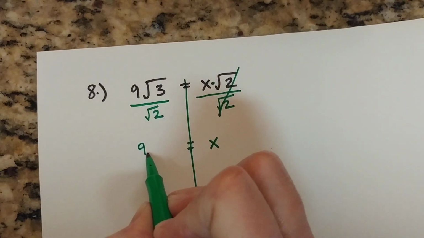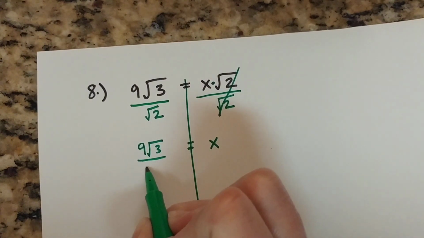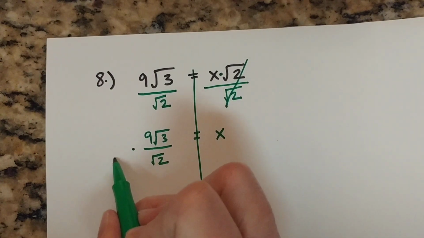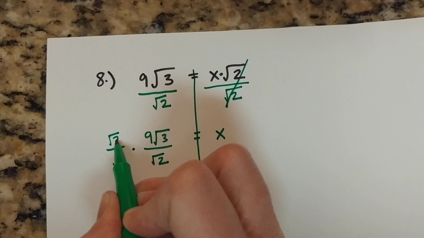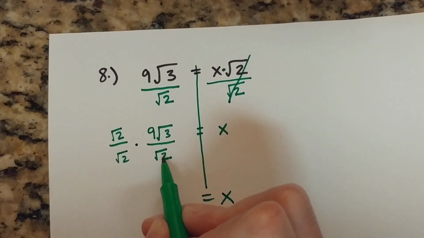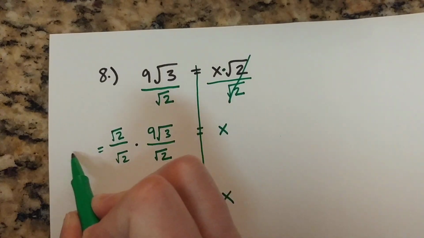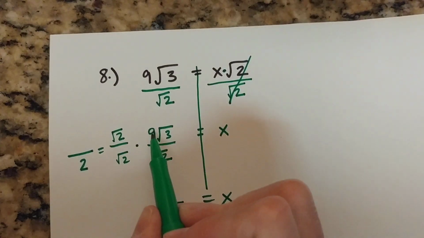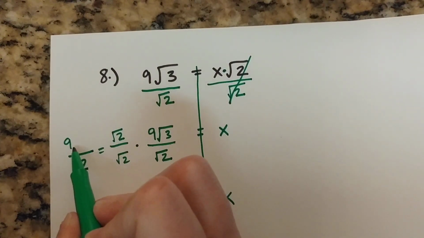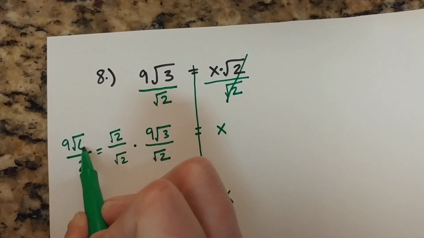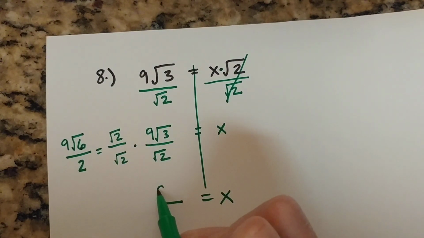So with this one, since I have a little bit more room, I'm just going to bring it down. Okay, that's not simplified yet. So let's multiply by square root of 2 over square root of 2. And then I know, we're going to bring this down, square root of 2 times square root of 2 is going to be 2 in the denominator. And then here I have 9 outside the radical. And inside the radical, square root of 2 times square root of 3, which would be square root of 6. And so I end up with 9 square root of 6 over 2.